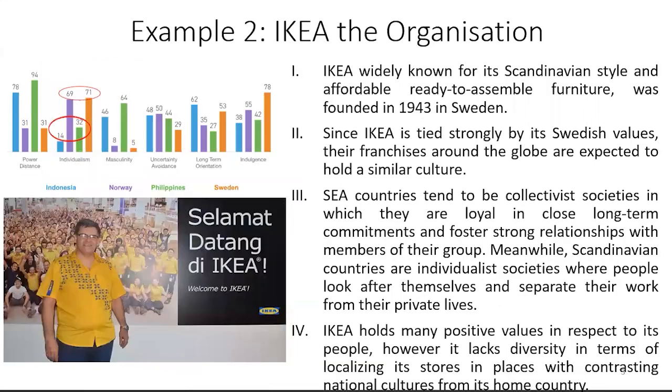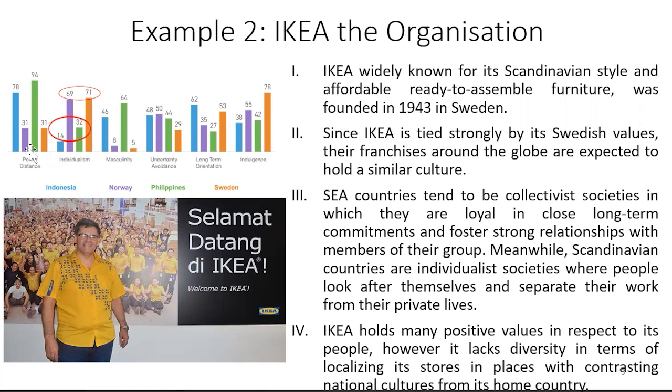Next one is about IKEA, the organization. IKEA is widely known as a Scandinavian-style, affordable, ready-to-assemble furniture brand founded in Sweden, so it is strongly tied to Swedish values. The franchises around the globe are expected to hold a similar culture. When we walk into an IKEA store, it looks pretty much the same from one store to another. It has Swedish-sounding names for the furniture, and their food is Swedish-related food. There's little localization, even to the national culture where the store is located.